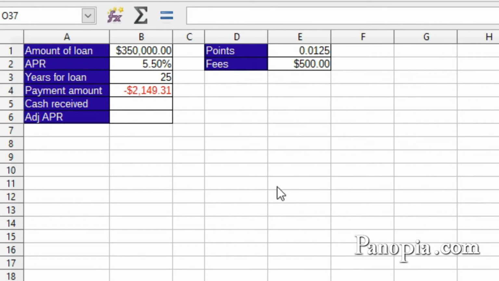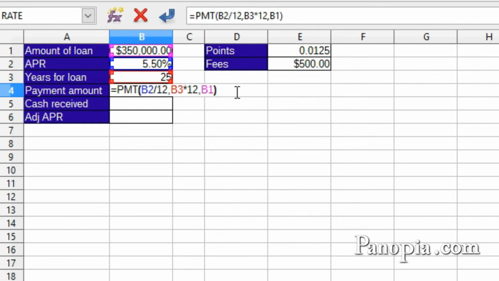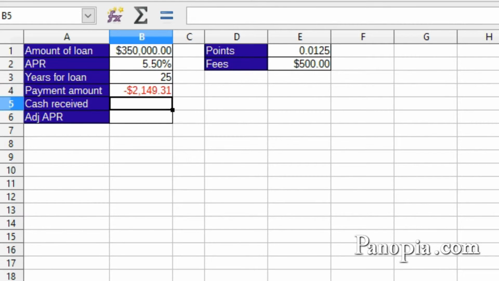A more practical use for the rate function would be if you bought a house and there were points and fees. Here's a $350,000 loan for a house. Points are 0.125% and the fees are $500. Using the payment function, I already figured the payments for the loan here, like in other examples. The cash received is going to be the amount actually borrowed after points and fees are taken out.